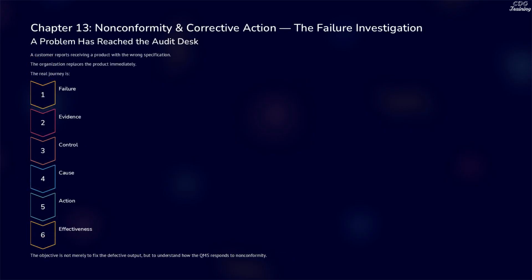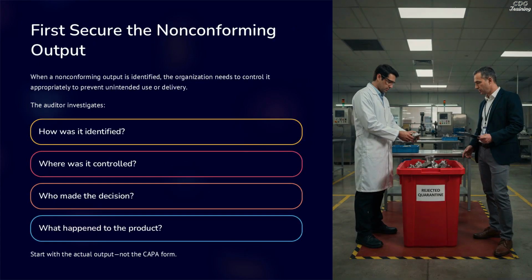A customer reports receiving a product with the wrong specification, prompting an immediate investigation. The journey to resolve this issue involves understanding the failure, gathering evidence, controlling the situation, identifying the cause, taking action, and ensuring effectiveness. When a non-conforming output is identified, it's crucial to secure it to prevent unintended use.